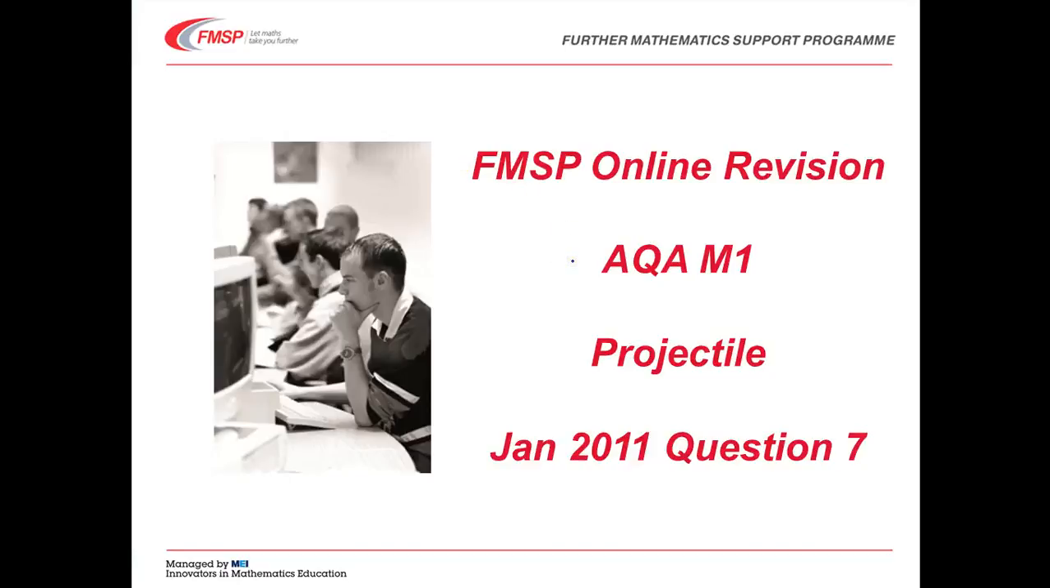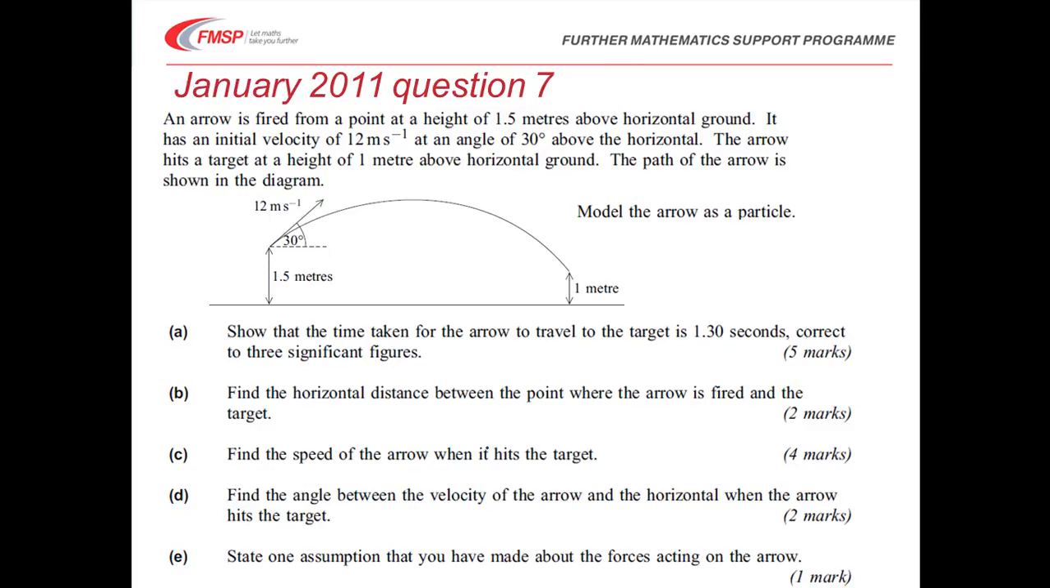This session is for AQA M1, topic is projectiles, and we're looking at question 7 of January 2011. The question says that an arrow is fired from a point at a height of 1.5 metres above the horizontal ground. It has an initial velocity of 12 metres per second at an angle of 30 degrees above the horizontal. The arrow hits a target 1 metre above the horizontal ground, so this is our target, and the path of the arrow is shown in the diagram, where we model the arrow as a particle.